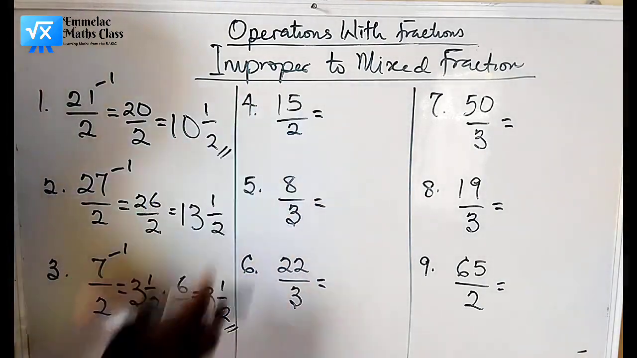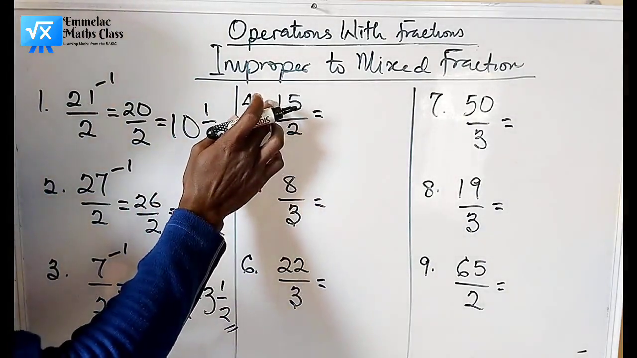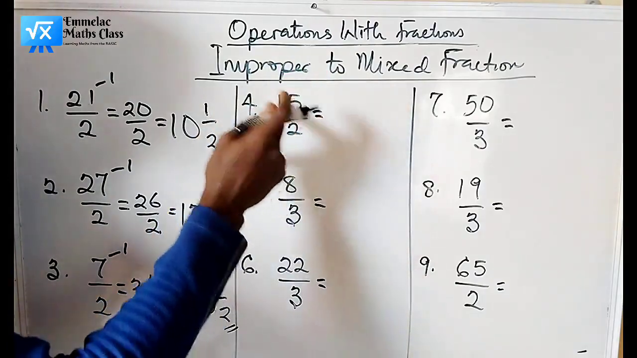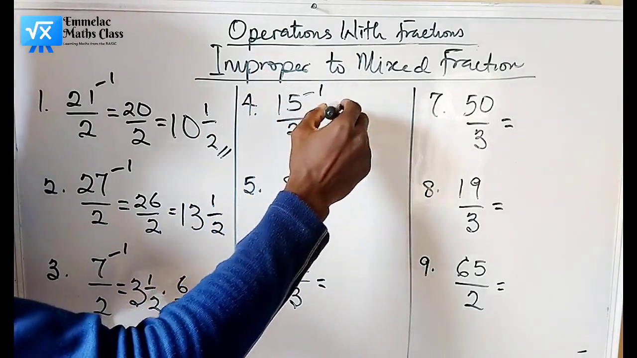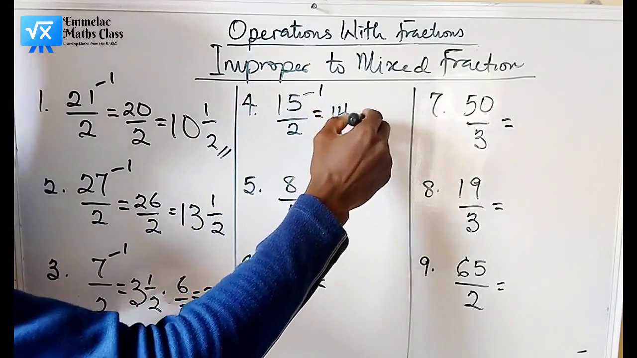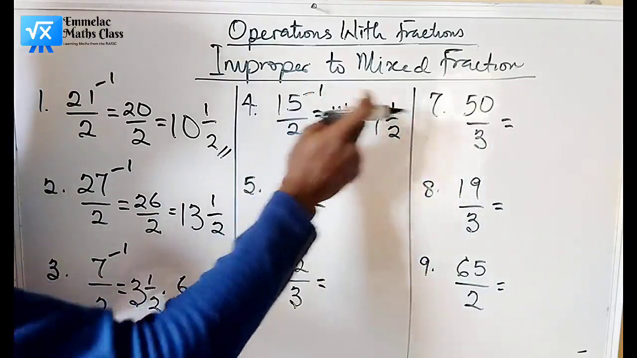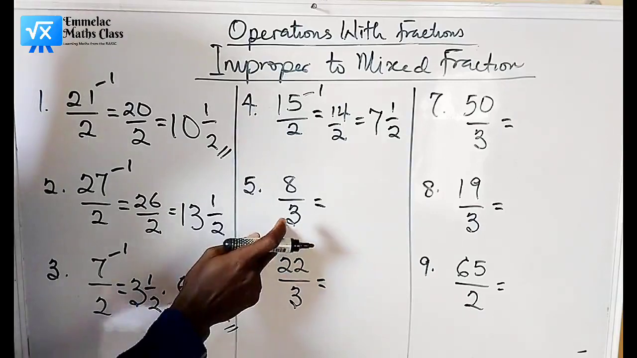Now here we also have another 2-digit number. What is the even number before 15? Here we have 14. How do you get 14? We have to subtract 1. So here we have 14 over 2, which gives us 7 whole number 1 over 2. This one is done.